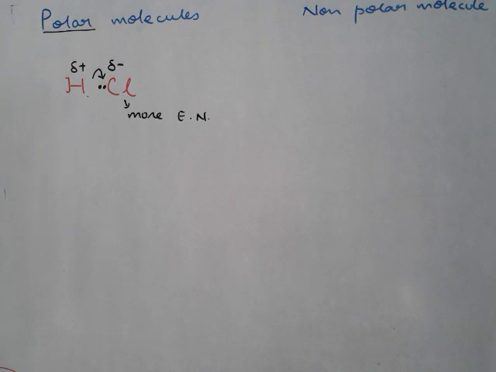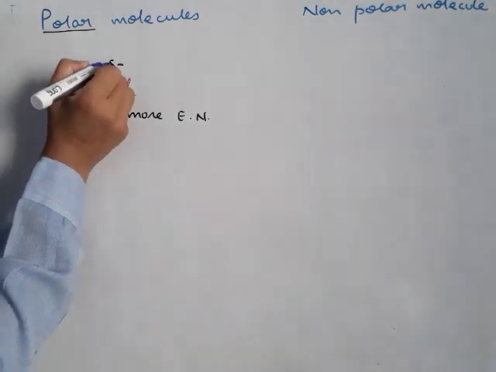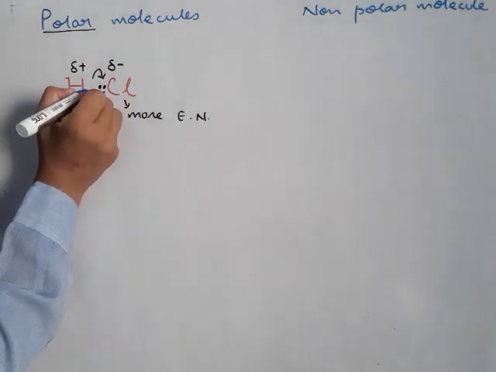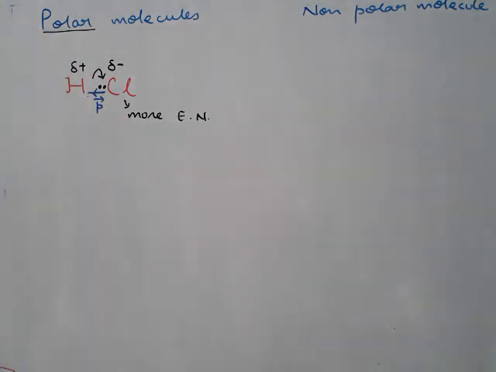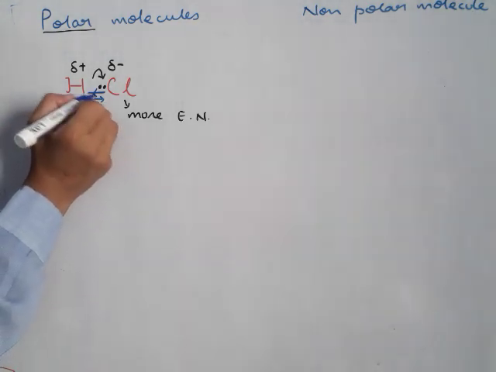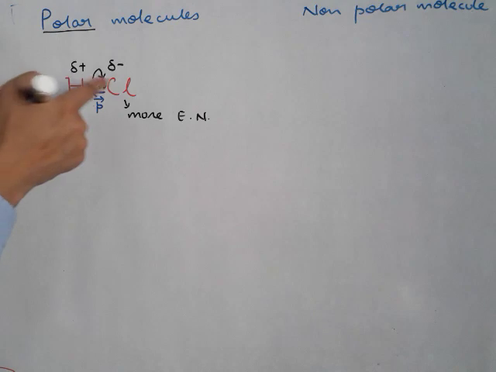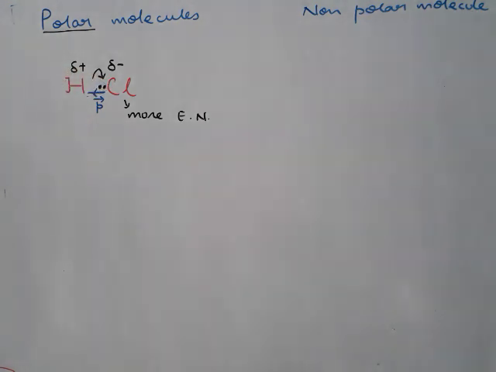And what is its direction of dipole moment? Dipole moment is directed from negative charge to positive charge. So like so, this is the direction of dipole moment. So this is an example of a polar molecule. I have written P vector, direction is towards H, from Cl to H.